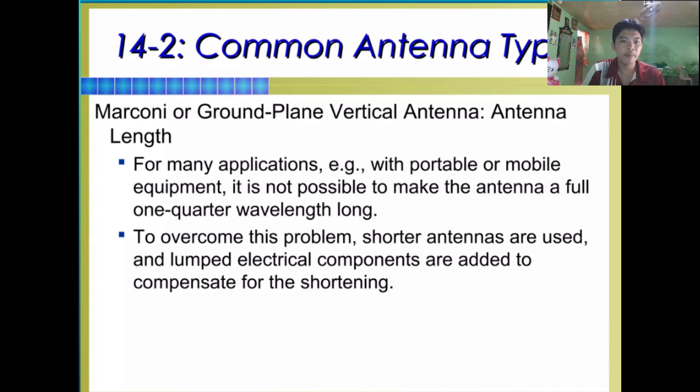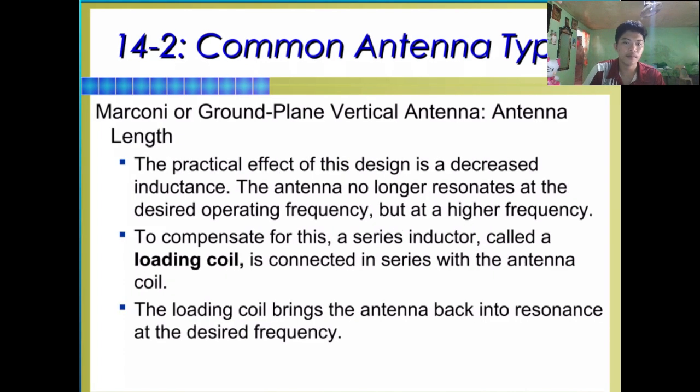Antenna length. For many applications with portable or mobile equipment, it is not possible to make an antenna a full 1/4 wavelength long. To overcome this problem, shorter antennas are used and lumped electrical components are added to compensate for the shortening. The practical effect of this design is decreased inductance. The antenna no longer resonates at the desired operating frequency but at a higher frequency. To compensate for this, a series inductor called a loading coil is connected in series with the antenna. The loading coil brings the antenna back into resonance at the desired frequency.